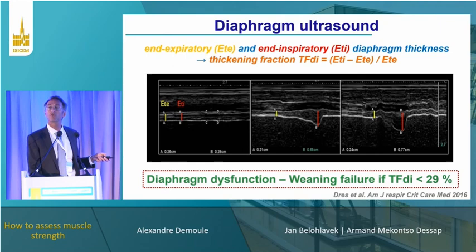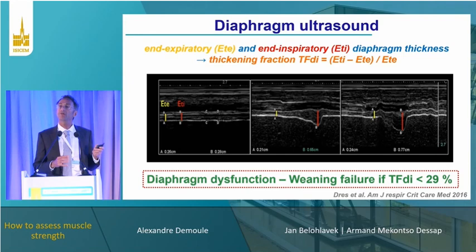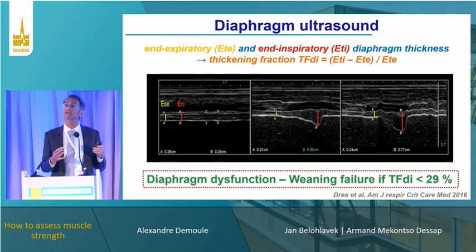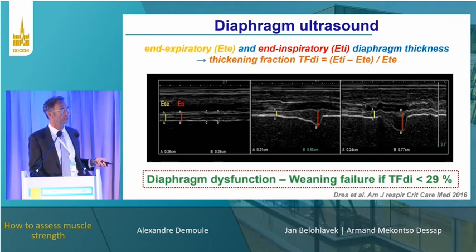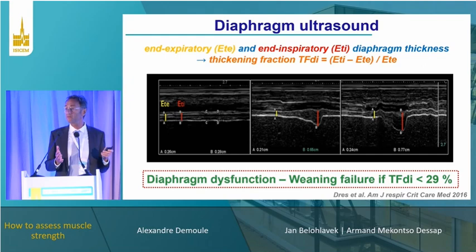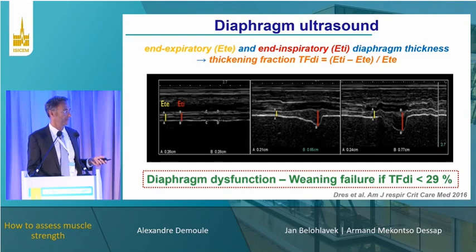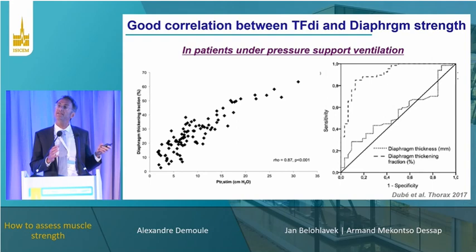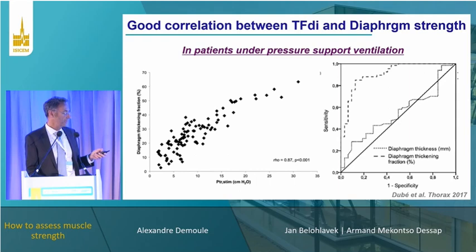And then you're going to calculate the thickening fraction of the diaphragm, which means to what extent the diaphragm thickens at each inspiration. And data from our group and others show that a diaphragm thickening fraction of less than 30% is associated with weaning failure. So it's a very simple tool that you can use at bedside in your unit. And we have validated this technique against the gold standard, which is phrenic nerve stimulation. And we see that we have a very good correlation between the diaphragm thickening fraction and the diaphragm strength evaluated with phrenic nerve stimulation. And you see here with the dashed line, the ROC curve of the diaphragm thickening fraction, very good to predict diaphragm dysfunction. So it's quite a good tool, I would say.